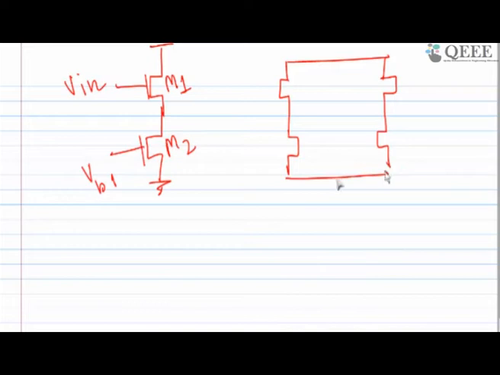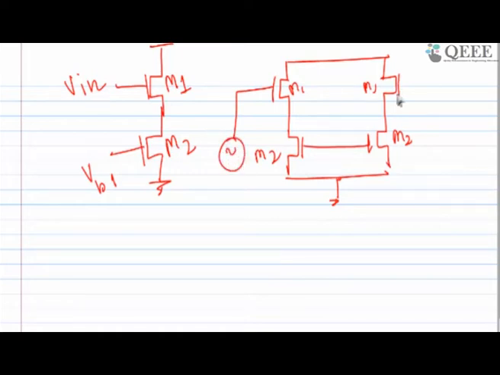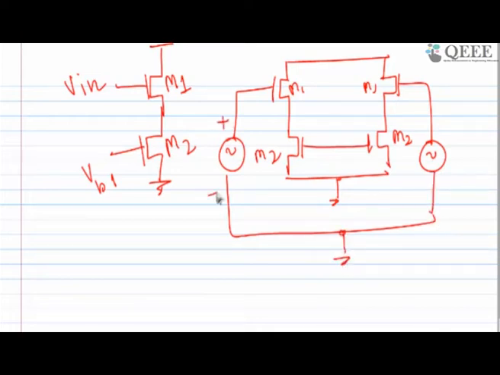You have to copy both sides. So M1 and M2 are both the same, and this side is input, this side is also input, but both inputs are 180 degree phase shifted. So both are V in, but with 180 degree phase shift. So this is a differential circuit.